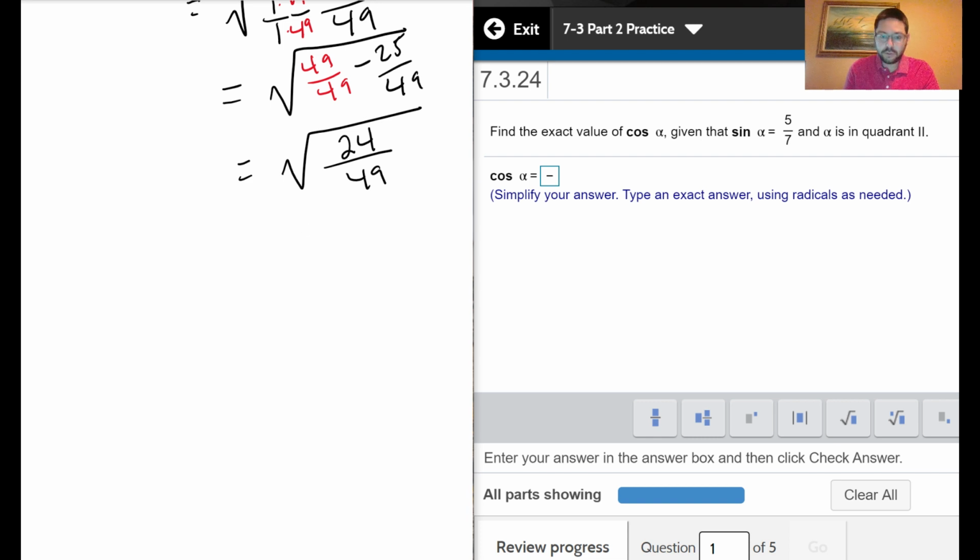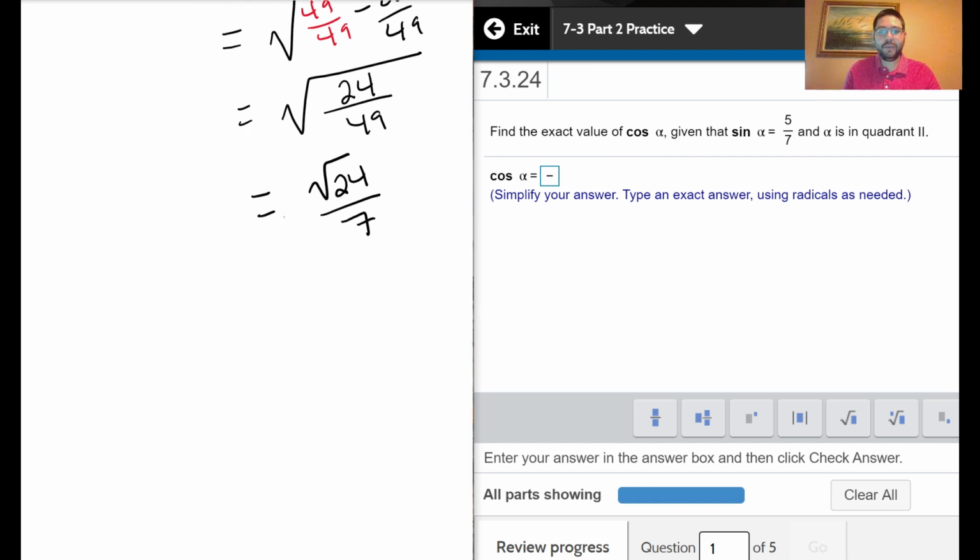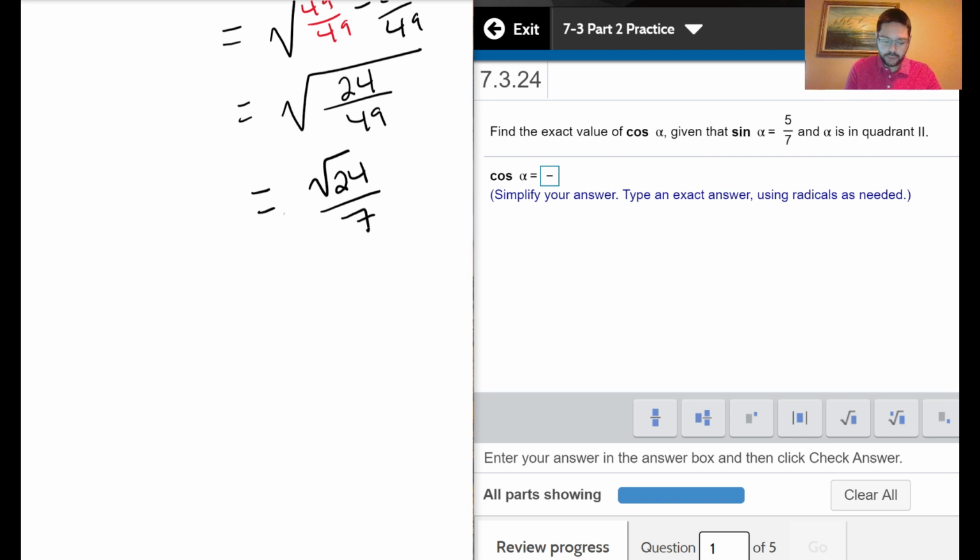But that's fine. So we're going to write the square root of 24. Since you can't take the square root of 24 exactly, just leave it like that. And then the square root of 49 is 7. So there's my guy. They probably want you to simplify that, maybe. So let's break down the 24. The 24 breaks into 4 times 6, and then 4 is 2 times 2, and 6 is 2 times 3.